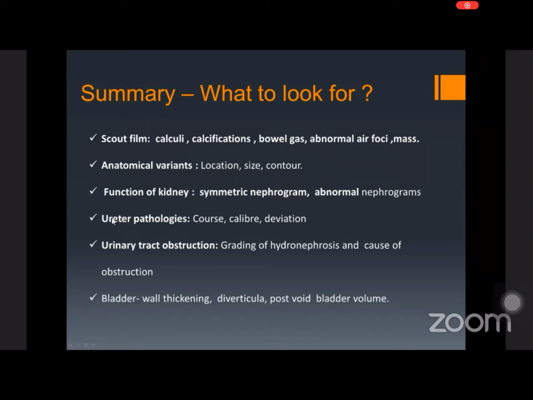Next we have to see the ureter. We identify the course, caliber, and look for any abnormal deviations. If urinary tract obstruction is present, we have to grade the hydronephrosis and identify the cause of obstruction. In the bladder, we look for wall thickening, bladder volume, and any abnormalities like diverticula. On the post-void film, we look for the residual bladder volume. So that comes to the end of the session.